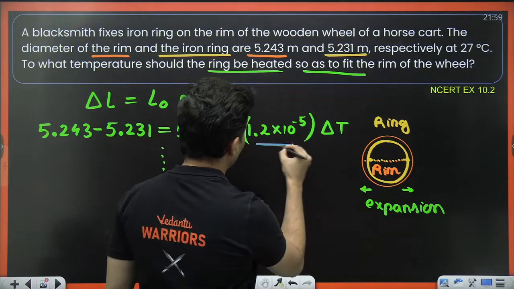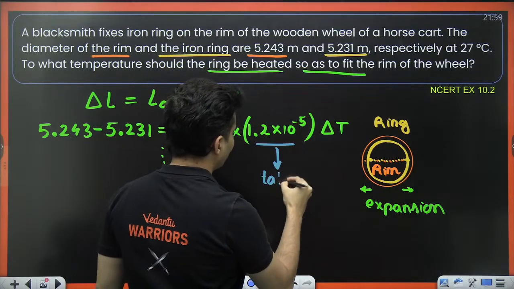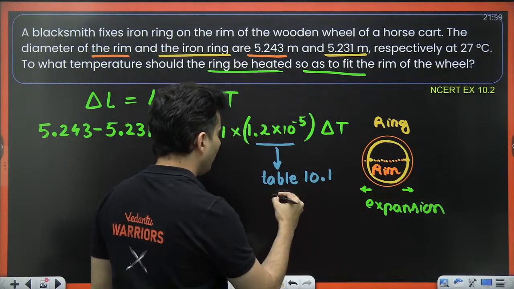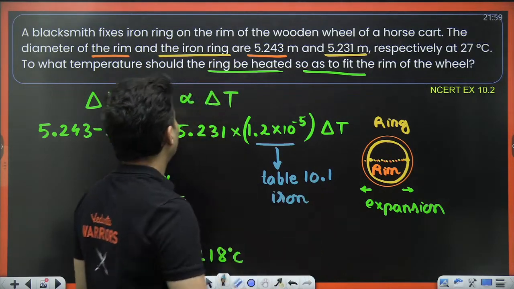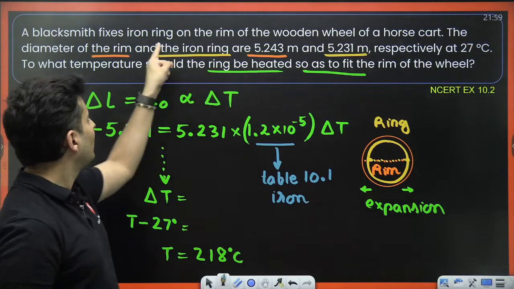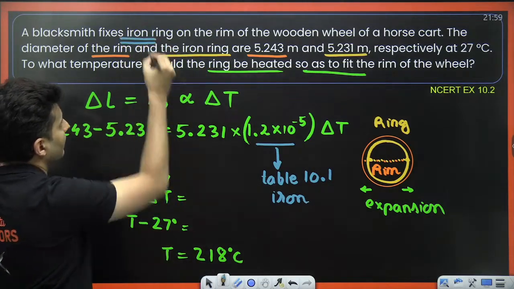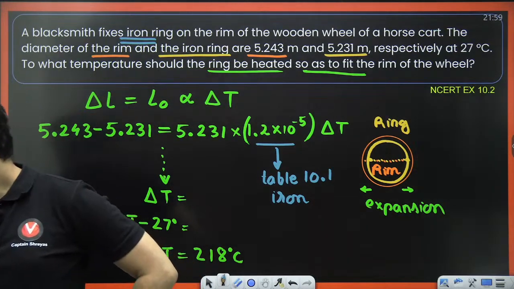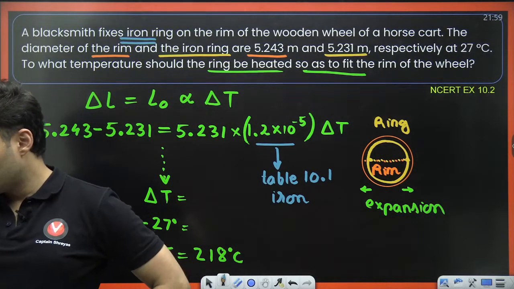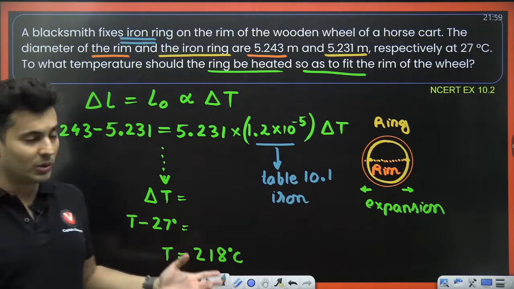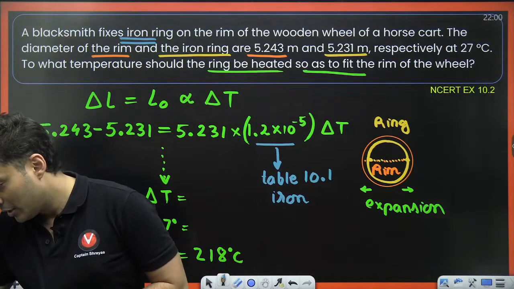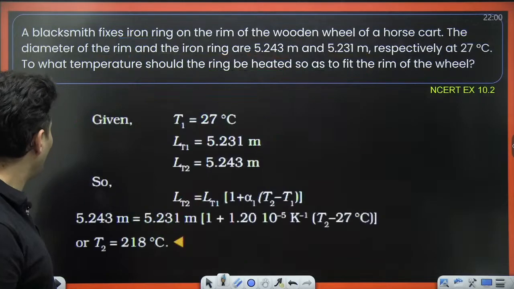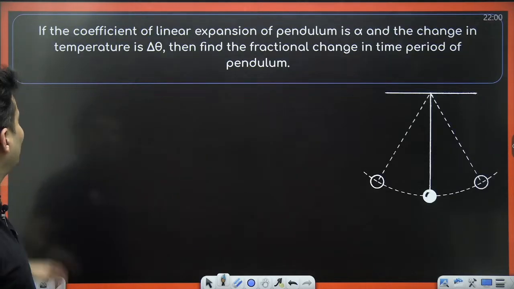Please use this value from table 10.1 for iron. It is given, because it is clearly mentioned it is an iron ring. Okay, use it from the table. Is that okay? Or else many people get confused, sir, where did that come from, how to do this question. Okay, right, let's move on to the next problem coming up on your screen.